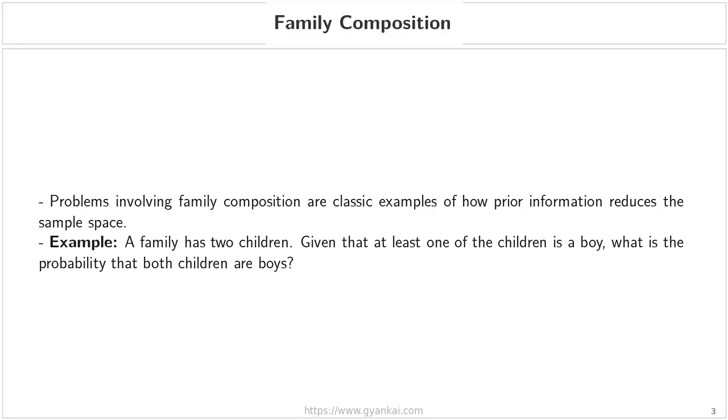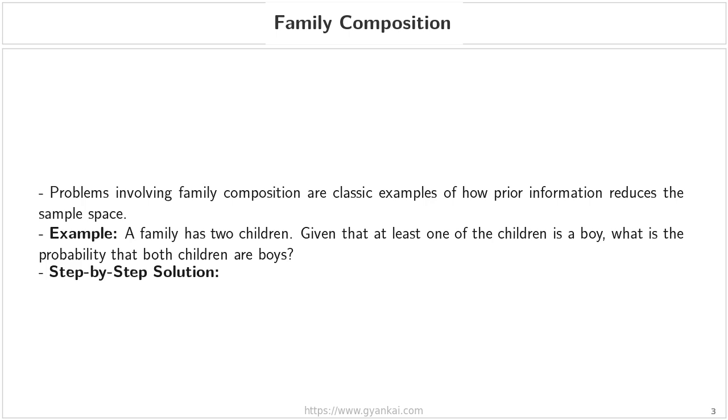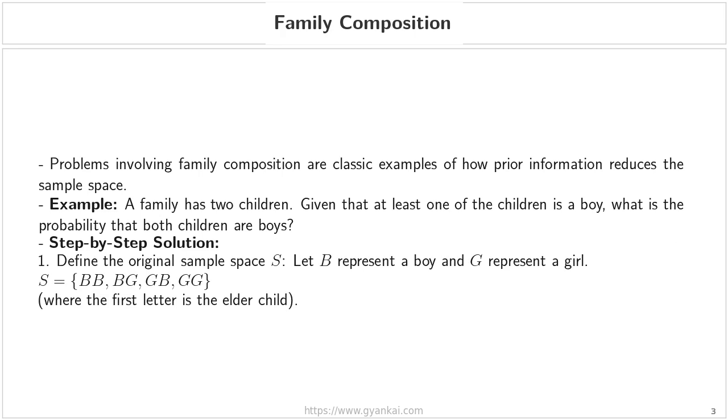A family has 2 children. Given that at least one of the children is a boy, what is the probability that both children are boys? To solve this, we'll follow a step-by-step approach. First, let's define our original sample space, which we'll call S to keep things organized. Let B represent a boy and G represent a girl.